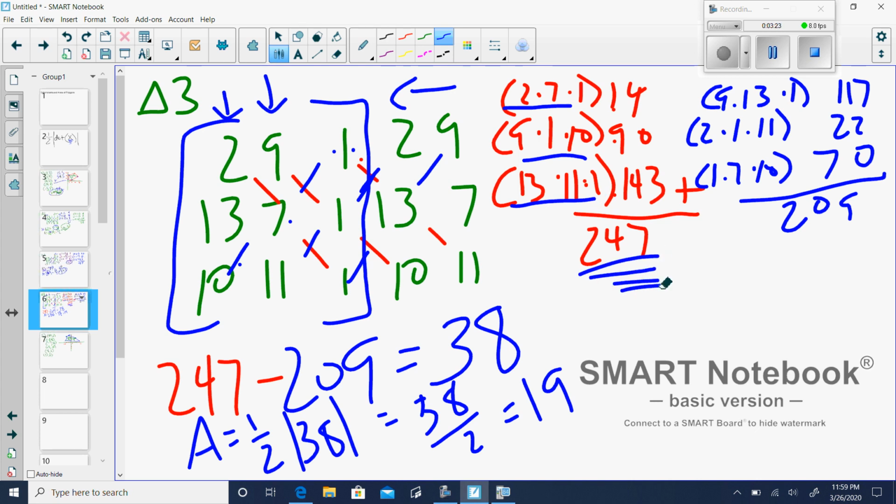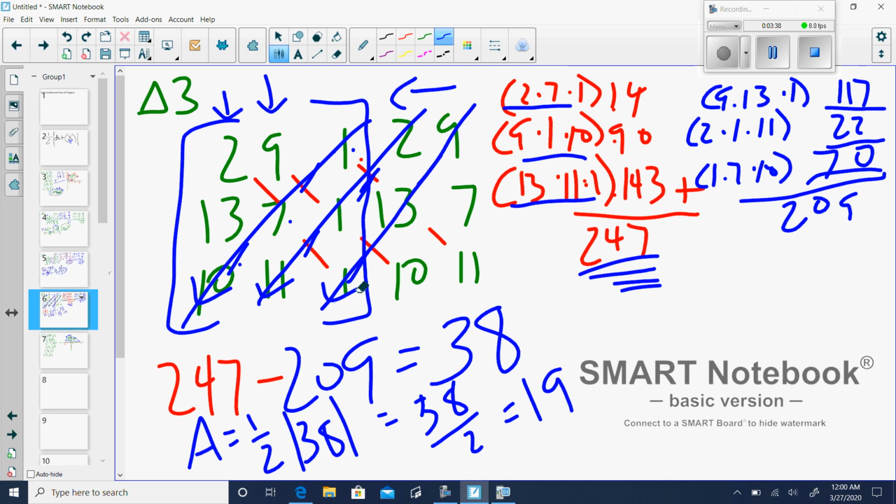Now we go from right to left. 9 times 13 times 1 is 117. 2 times 1 times 11 is 22. 1 times 7 times 10 is 70. All right, when we add those numbers together, we get 209. So 247 minus 209 is 38, and our area is 1/2 times the absolute value of 38. So half of 38 is 19.